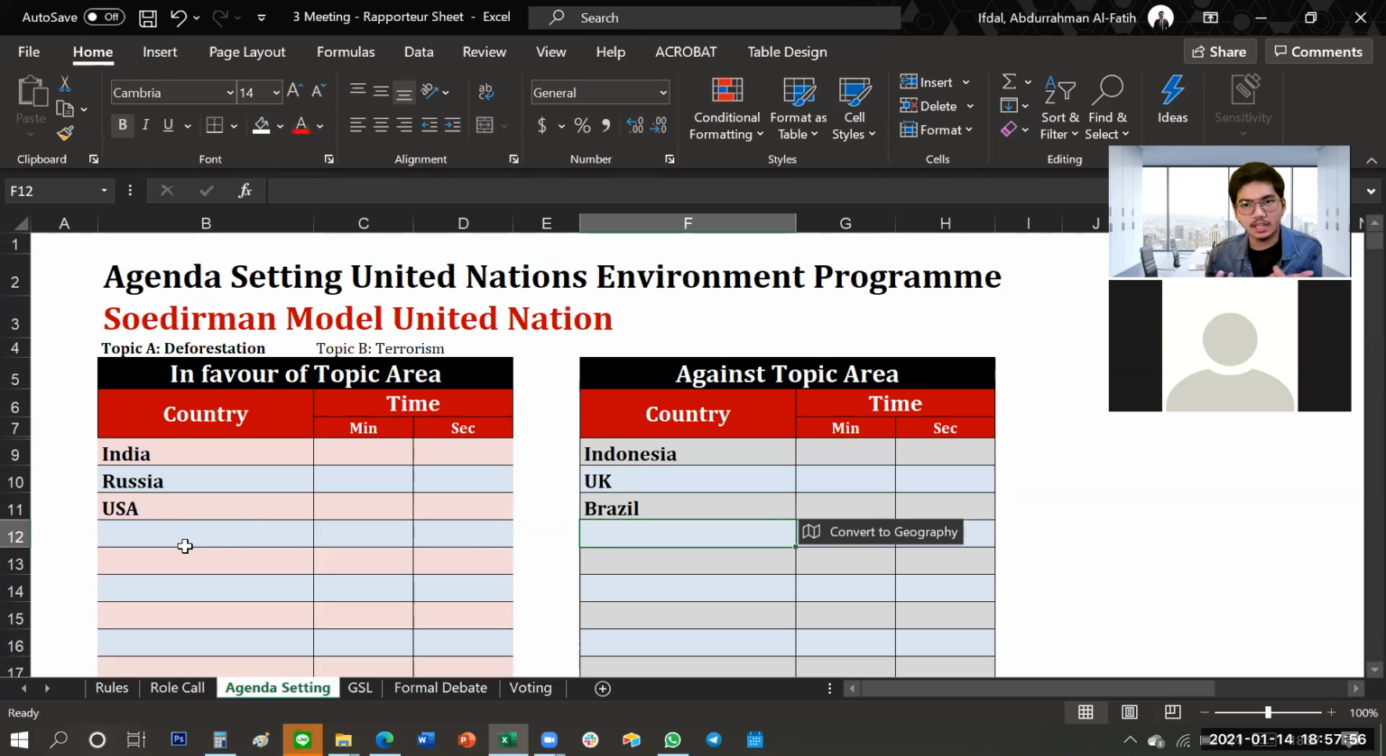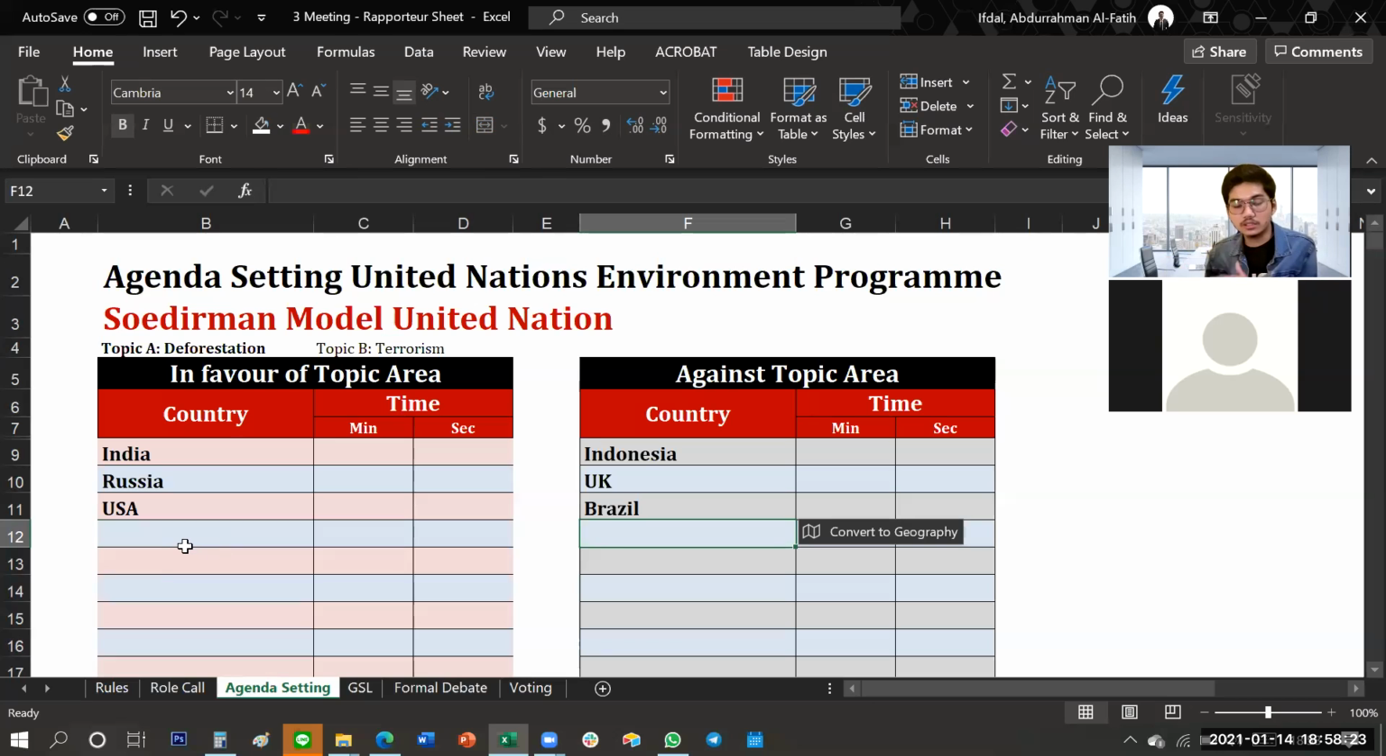I was in the legal council, the UN Sixth Committee. The first topic was about the legal perspective, or the legal requirements and regulations, on UN peacekeeping officers. The second topic talked about international adoption. So there were two topics being debated, and agenda setting determined which topic would go first.